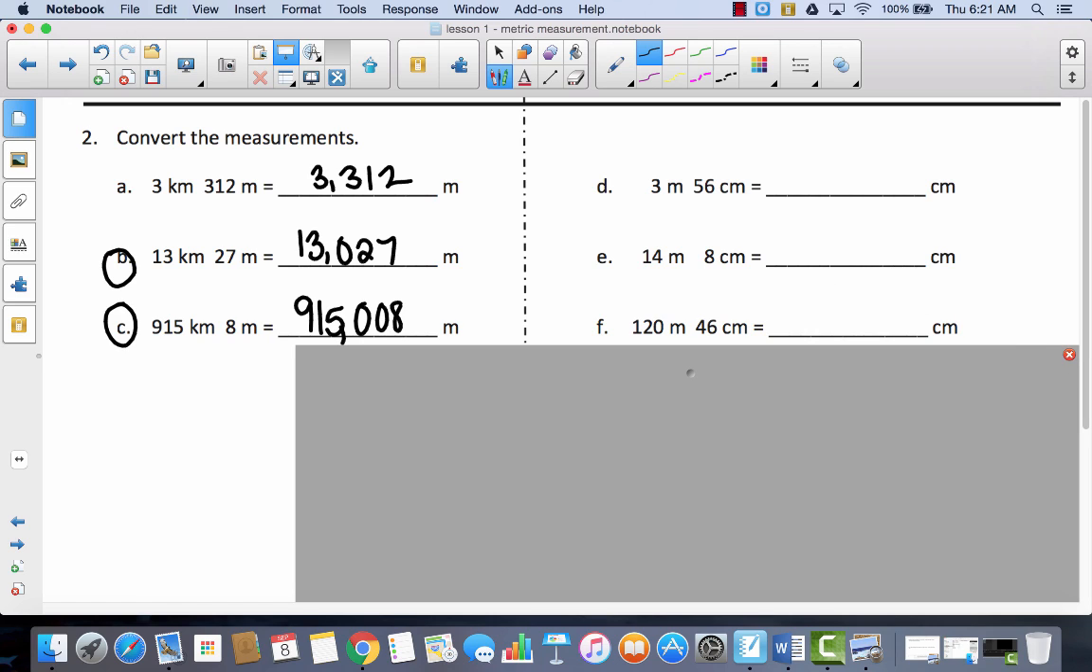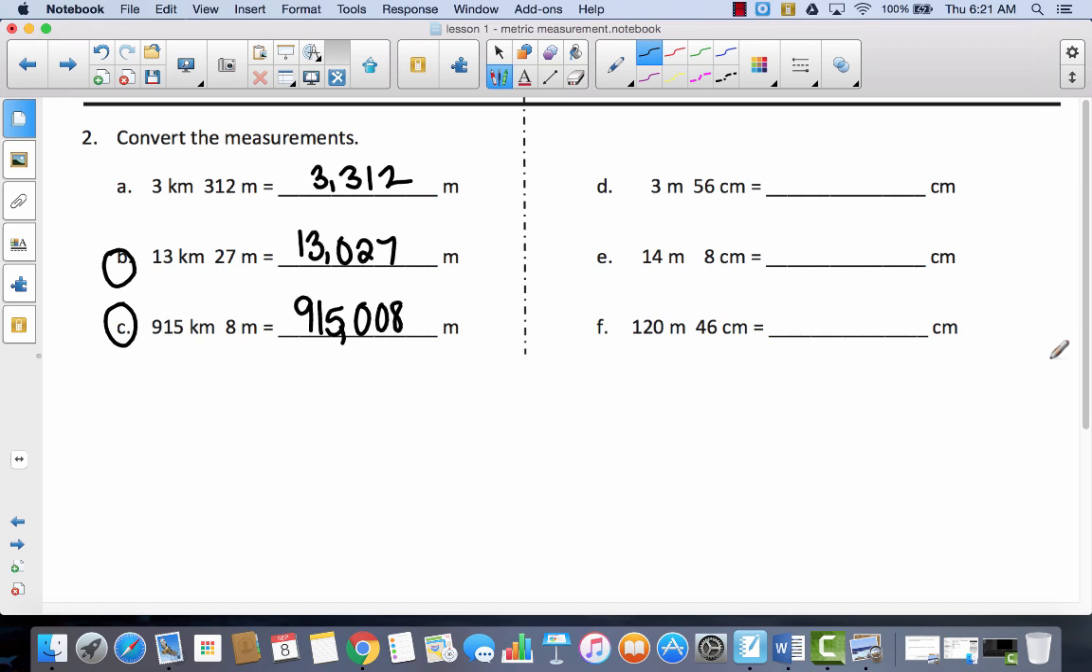All right, so now for D, E, and F, we're going to do the same strategy, only this time we're going from meters and centimeters to centimeters. So remember, there's 100 centimeters in a meter. So this will be 300 plus 56, which is equal to 356.